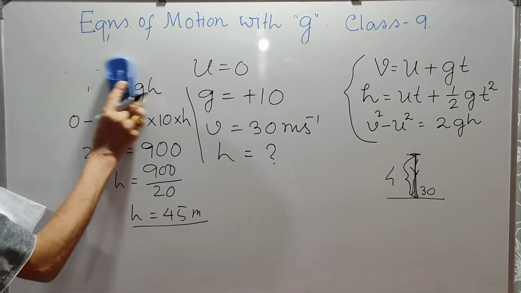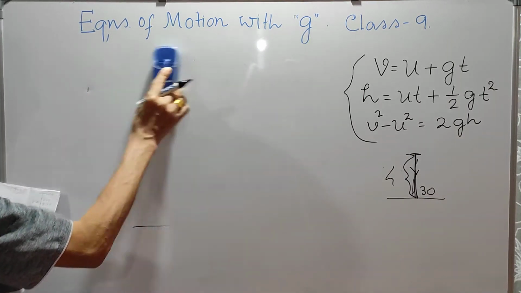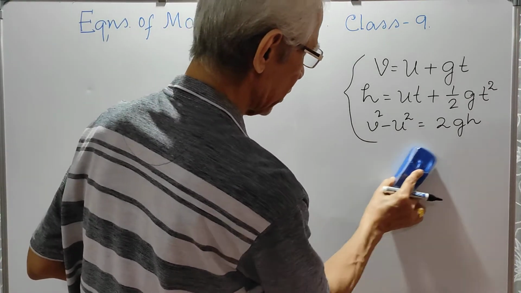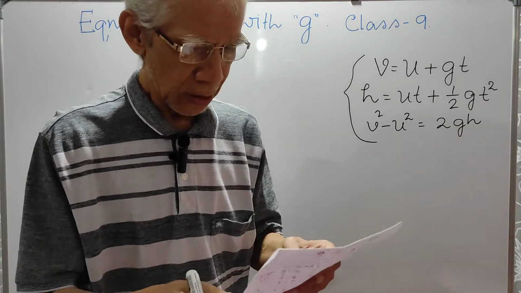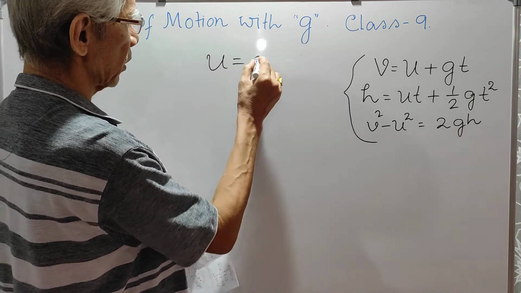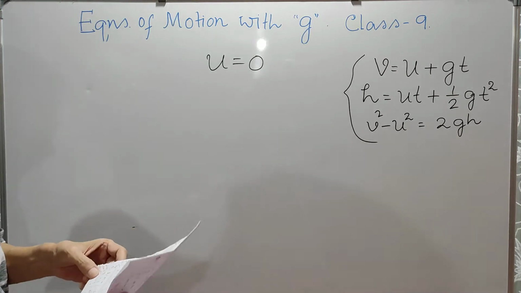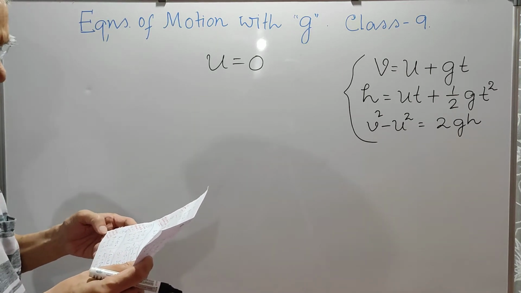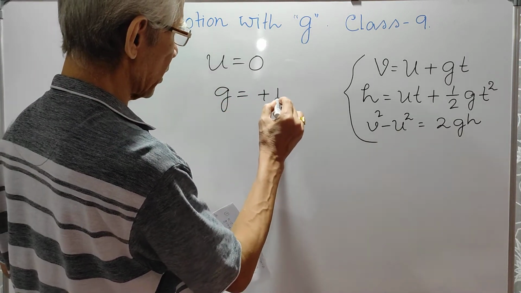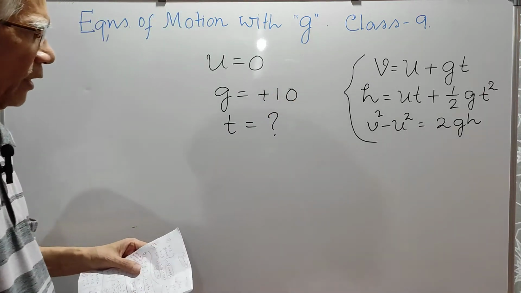Now let us see the fourth one. So this is also a case of a body dropped from a certain height. Again a body is dropped from a certain height, therefore u equal to 0. When a body is dropped from a certain height, always u equal to 0. So that is one thing known. Then, in what time will it reach the ground? So that is the question. So g equal to plus 10. Here you have to find t.